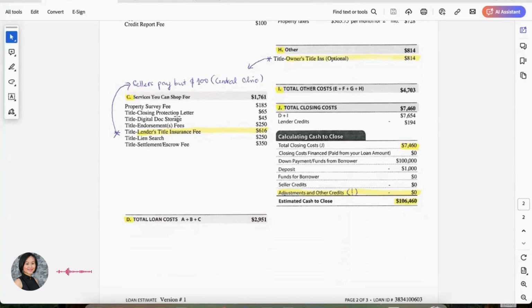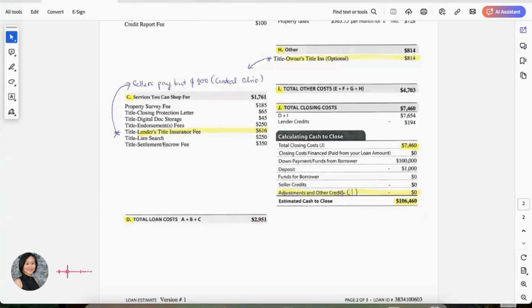Yet this title insurance is paid by the seller plus $100. What does that mean? So you get 616 plus 814. Of the total of those two numbers, the buyer would only pay $100 and the rest is paid by the seller. Right now you don't see that yet, but at closing disclosure, you're going to see it. That's why I highlight the area here in yellow.